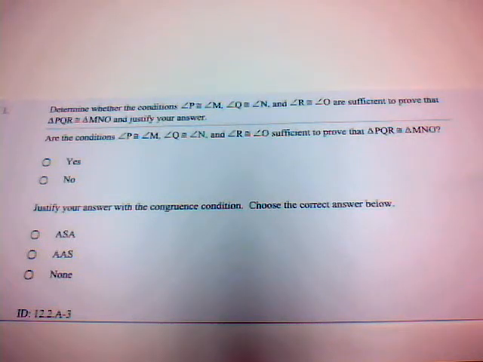And here, number one, you want to determine whether the conditions angle P is congruent to angle M, angle Q is congruent to angle N, and angle R is congruent to angle O are sufficient to prove that triangle PQR is congruent to triangle MNO. And you want to justify your answer. Okay, so in section 12.2, we were dealing with side angle side, and also angle angle side as well.